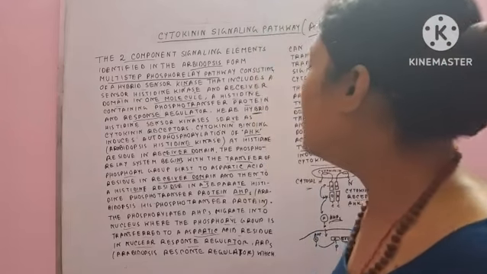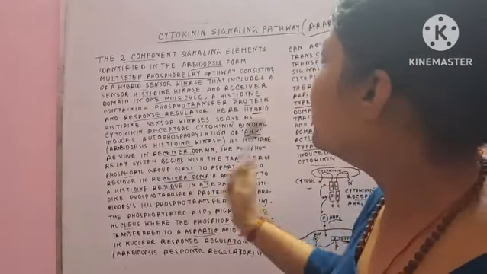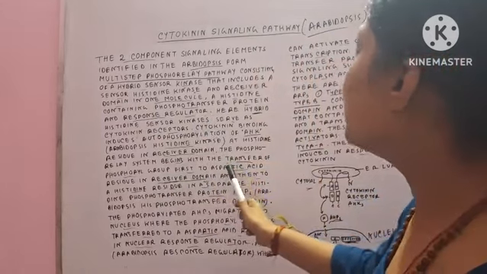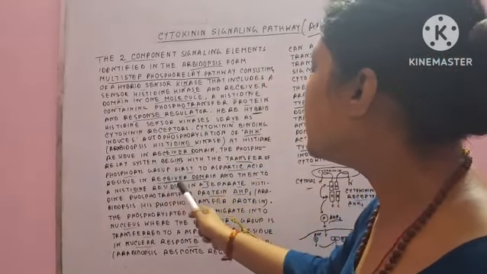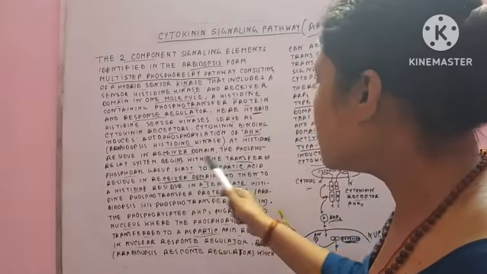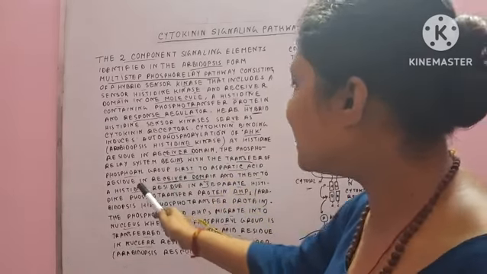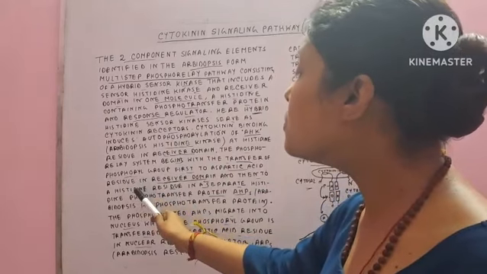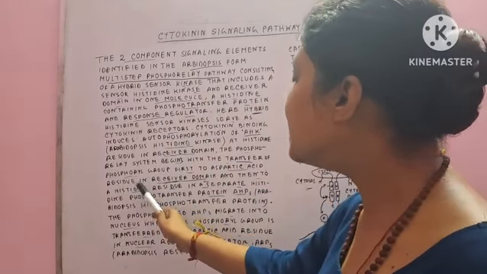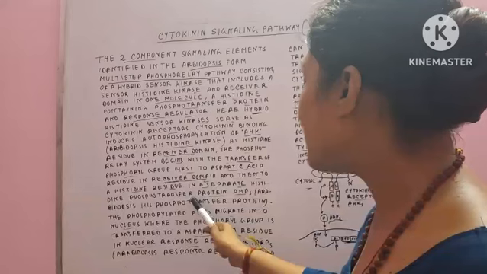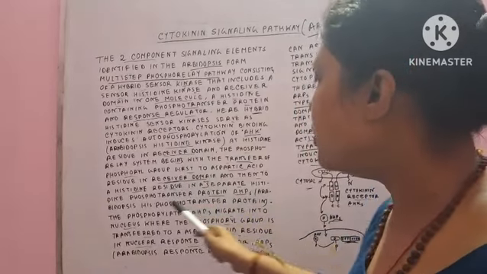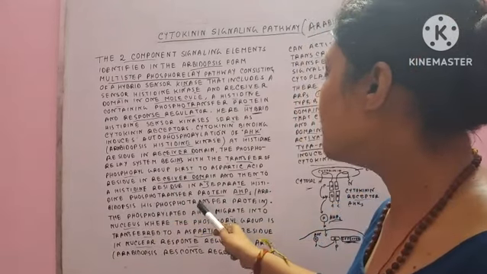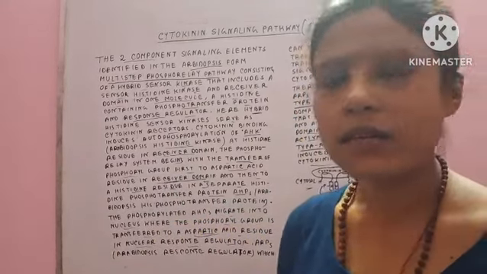Clear? So the phosphoryl group is transferred to the aspartic acid, which is present in the receiver domain, and then to the histidine residue. Where is this histidine residue present? It is present in the phosphotransfer protein, whose full form is Arabidopsis histidine phosphotransfer protein. Clear?